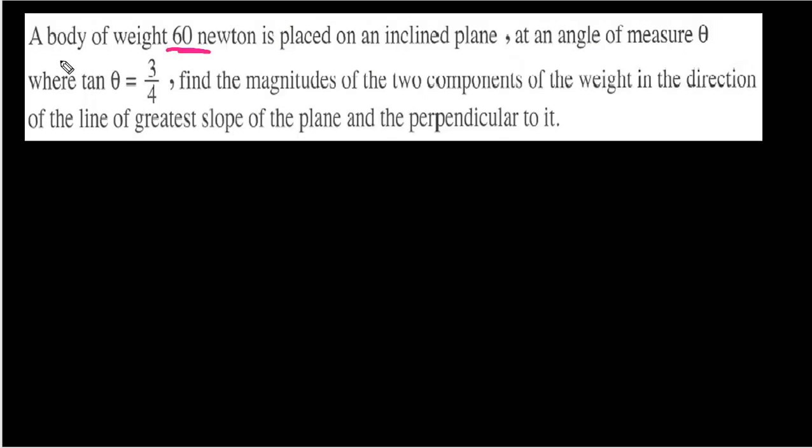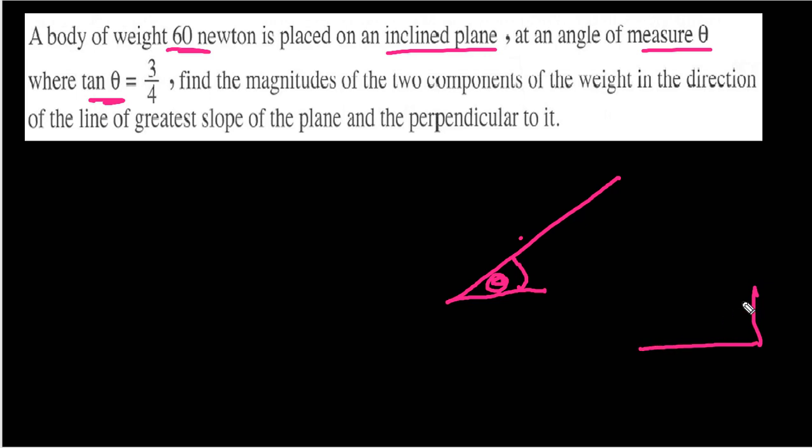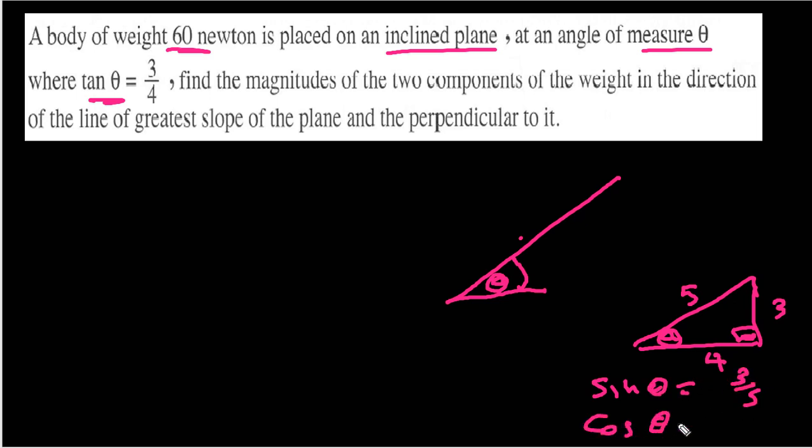The next problem says: a body of weight 60 newtons is placed on an inclined plane at an angle of measure theta, with tan theta equal to 3 over 4. As soon as it says tan theta is 3 over 4, draw a right-angle triangle for theta, with 3 and 4 automatically, so the third side is 5. So sin theta equals 3 over 5, and cos theta equals 4 over 5. So I got the sine and the cosine.